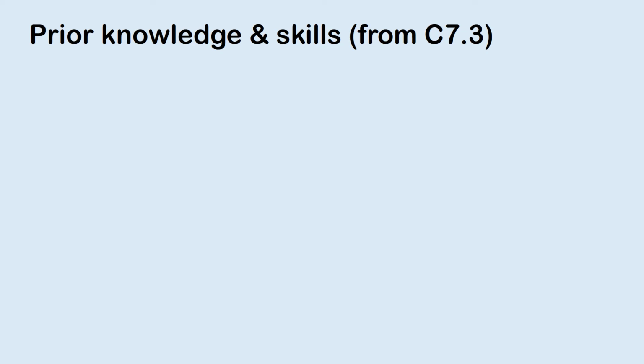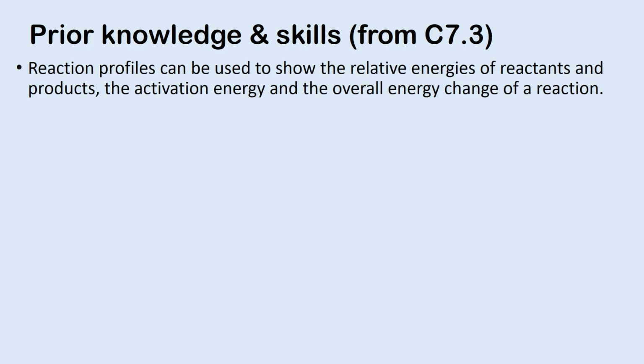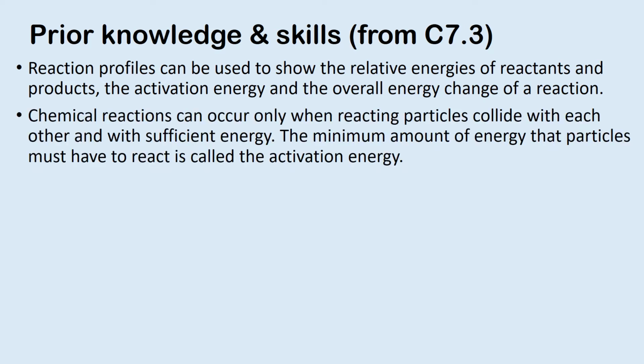Right, first up, let's have a quick look at the things that you are supposed to know from the previous lesson, 7.3. So we were looking at reaction profile diagrams, and of course they show the relative energies of reactants and products, and also the activation energy. And we talked about this idea of activation energy as being the minimum energy required to start a chemical reaction or to break the bonds.